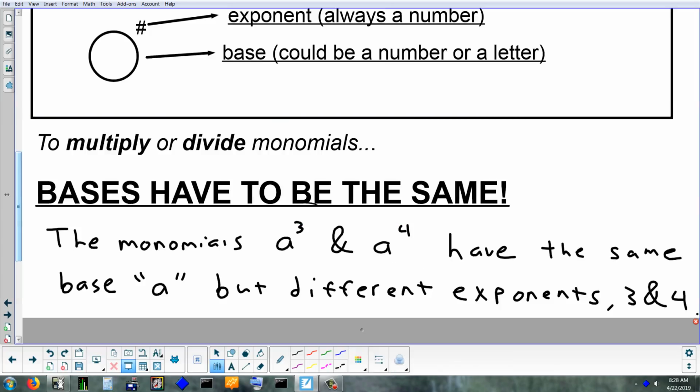Here's an example of two things that have the same base. They both have the base a. A to the third, a to the fourth. You might say, well, they have different powers. That's okay. They can have different exponents. But if I wanted to multiply these together, these are good to go. They've got the same base.